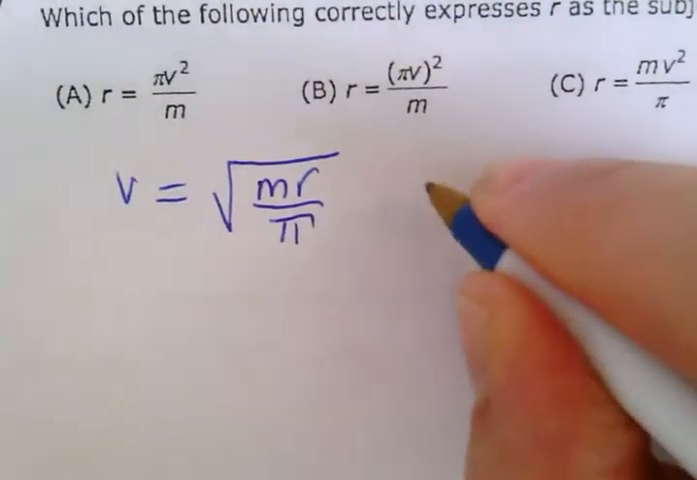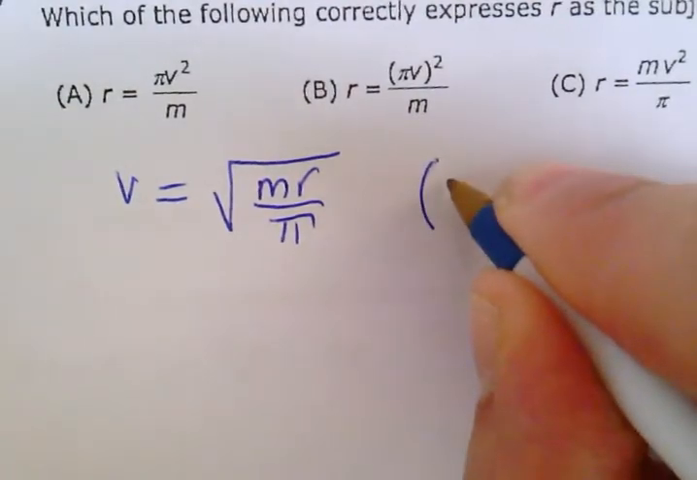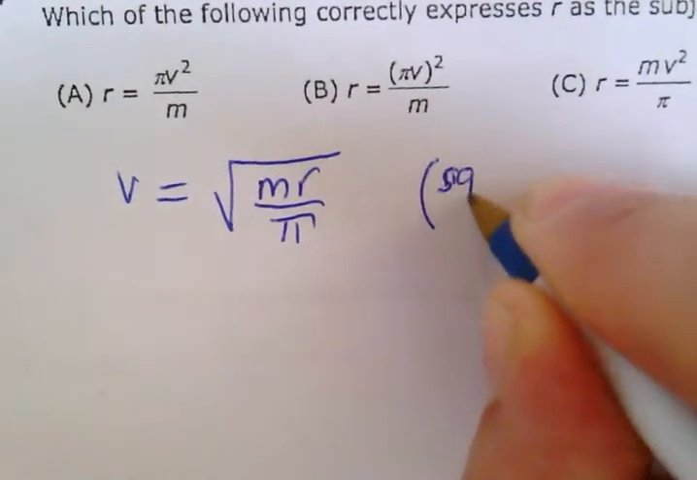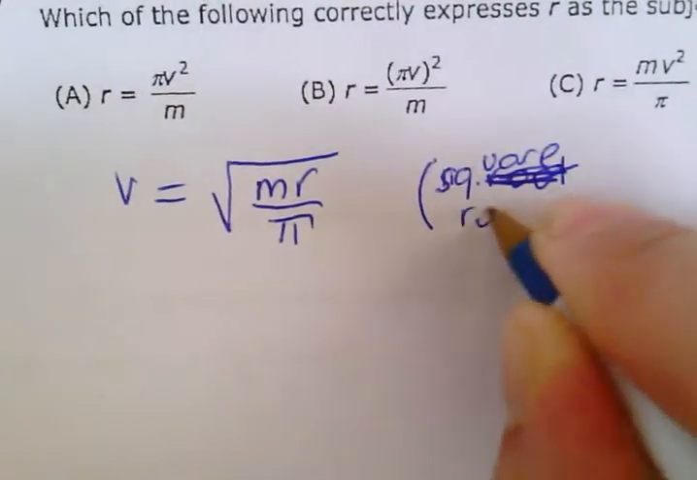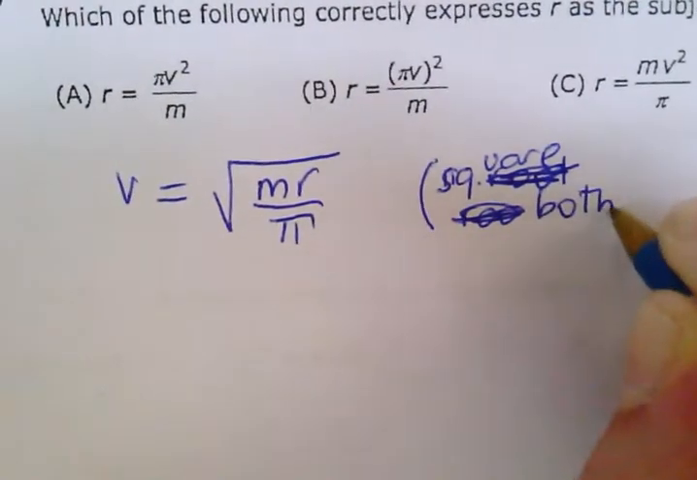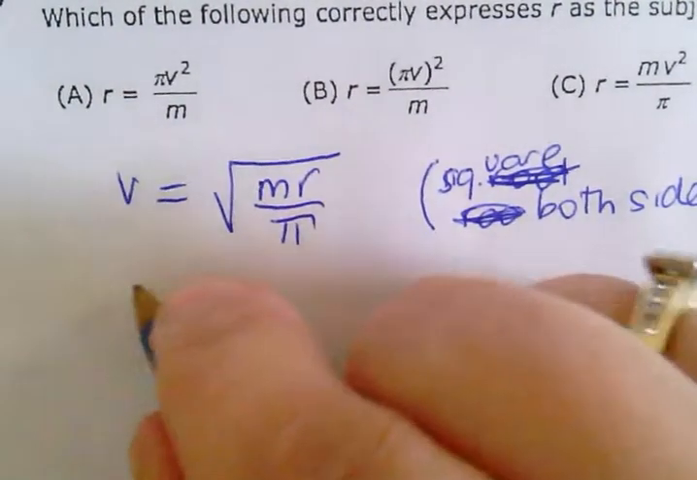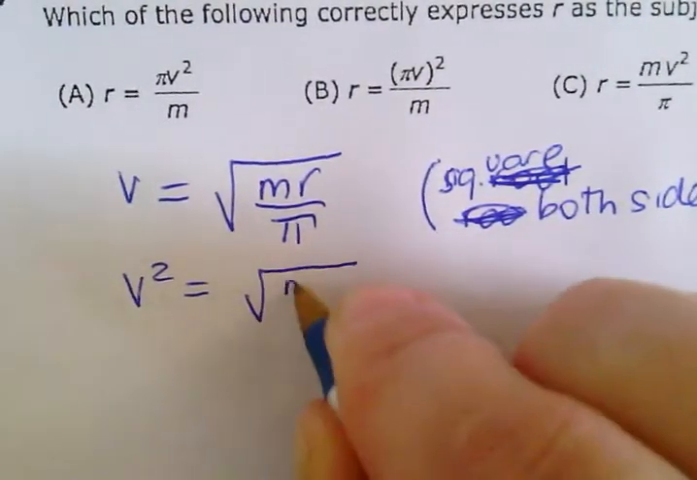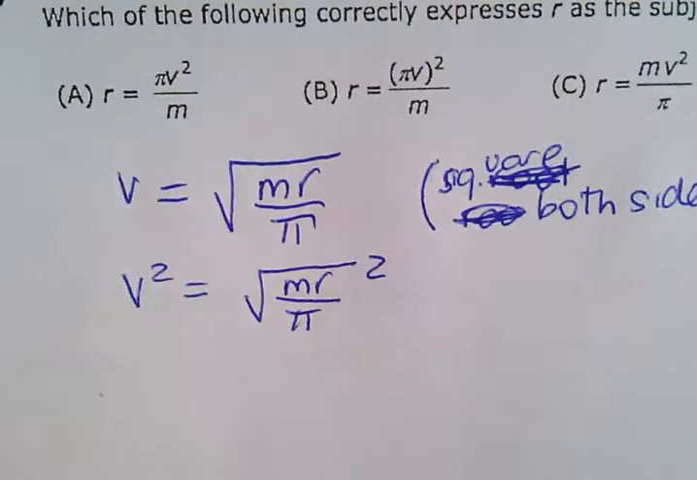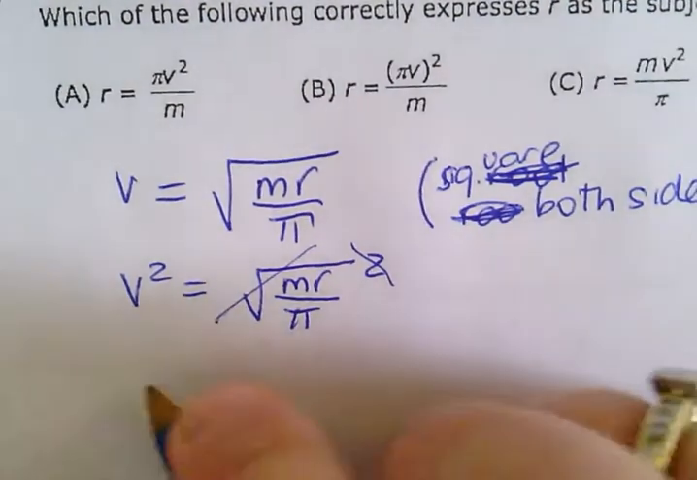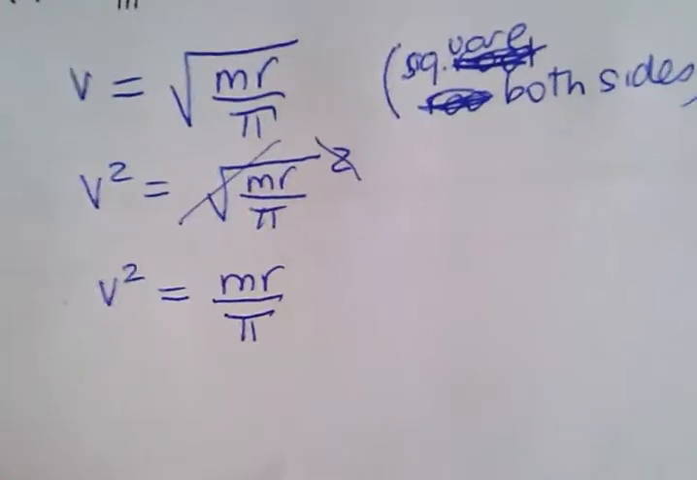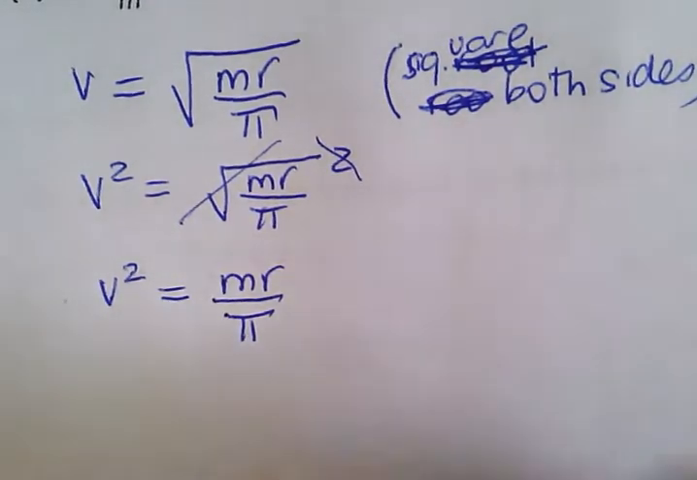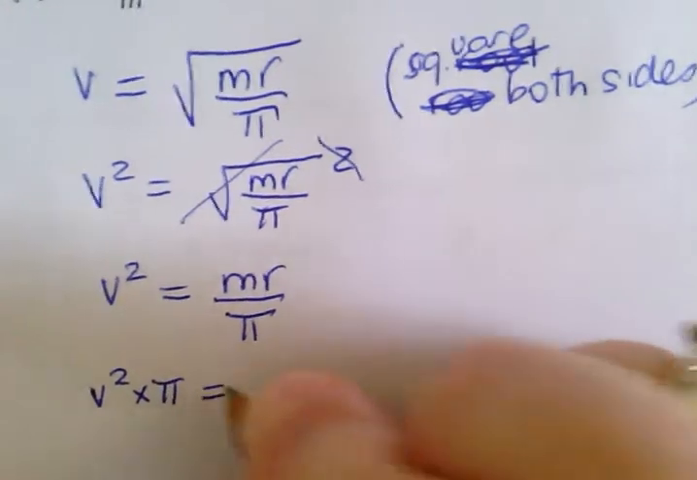So, the inverse operation of square root is, what is it? Sorry, we square both sides. The opposite of square rooting is squaring, so we're going to square both sides. So we've got V squared equals this squared. Now remember the square root and the squared cancel, and I'm left with V squared equals MR divided by pi. Now let's undo it. The inverse operation of dividing by pi is timesing by pi.